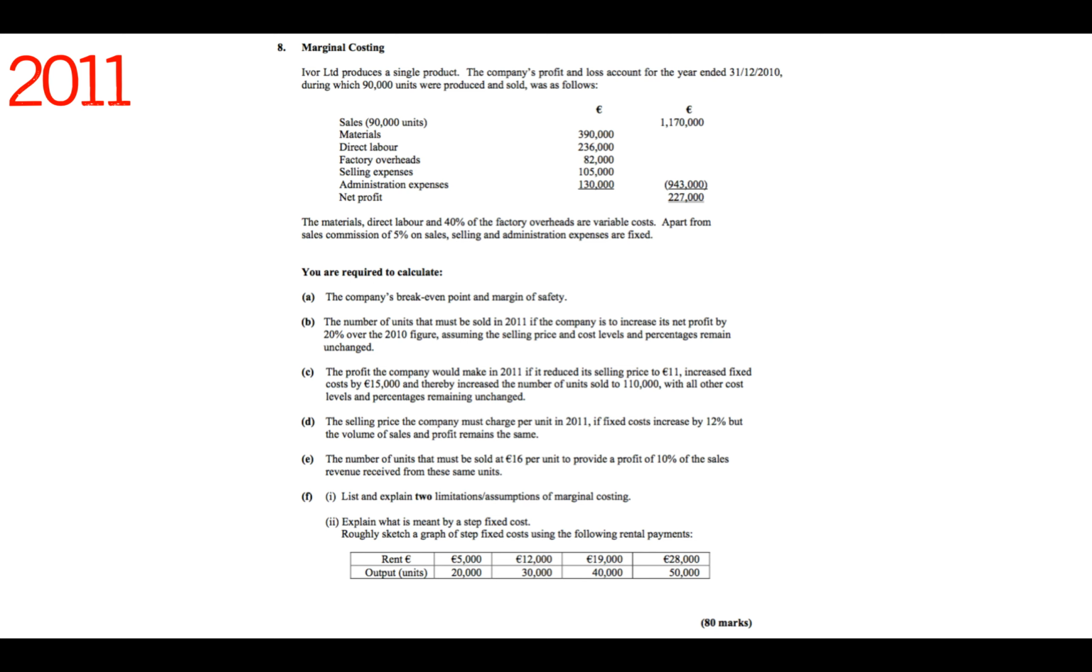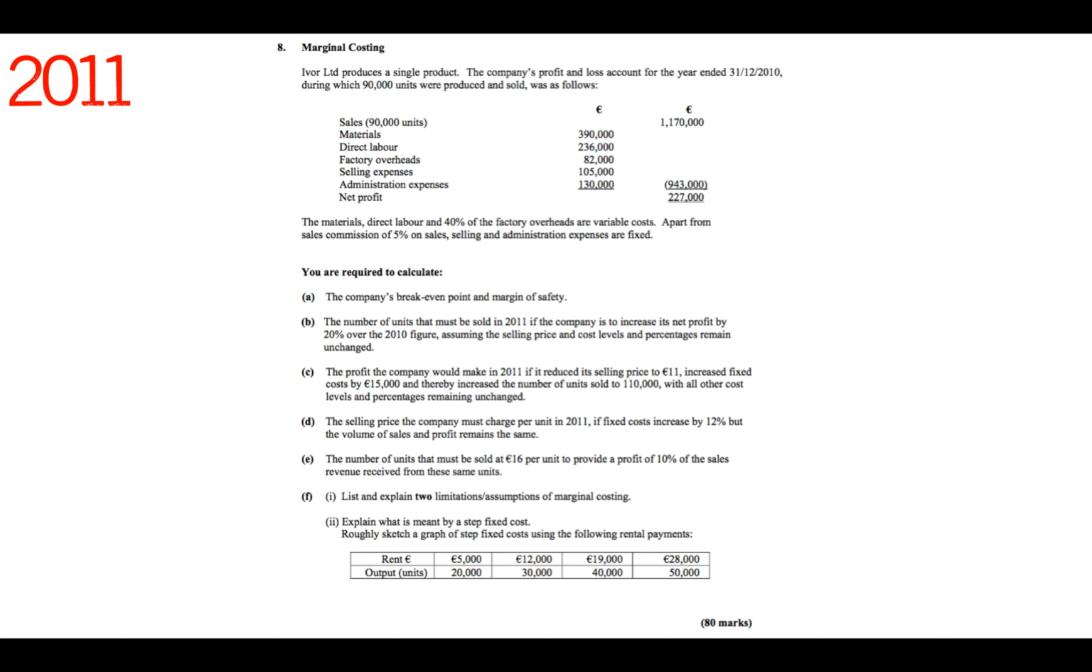C, the profit the company would make in 2011 if it reduced its selling price to €11, increased fixed costs by €15,000, and thereby increased the number of units sold to 110,000, with all other cost levels and percentages remaining unchanged. D, the selling price the company must charge per unit in 2011 if fixed costs increase by 12%, but the volume of sales and profit remain the same. E, the number of units that must be sold at €16 per unit to provide a profit of 10% of the sales revenue received from these same units.